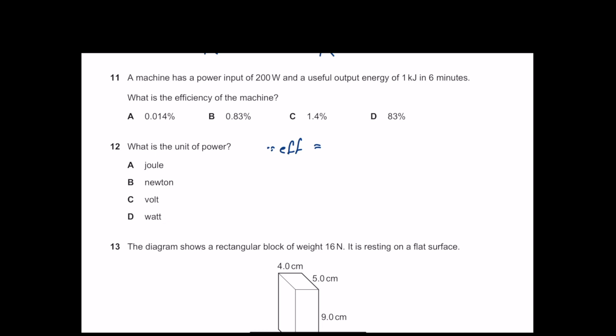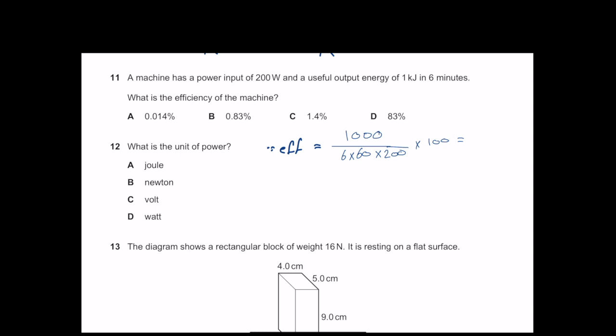So if you're going to calculate it, the energy that has been given is 1000 joules divided by the time, which is 6 minutes. And I need to change these 6 minutes into seconds by multiplying 6 times 60. So now we have the power out divided by the power in, and they said the power input was 200, so I'm going to say 200 here. This is supposed to be 1,000. 1 kilojoule means 1,000 joules. So actually now we have the equation ready, then times 100 to find the efficiency in percent.